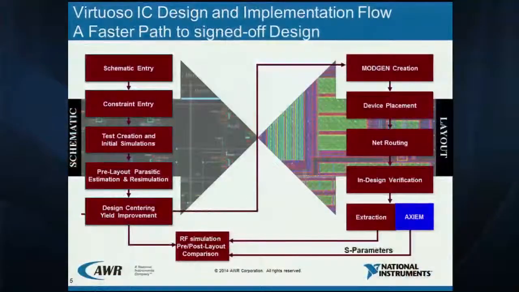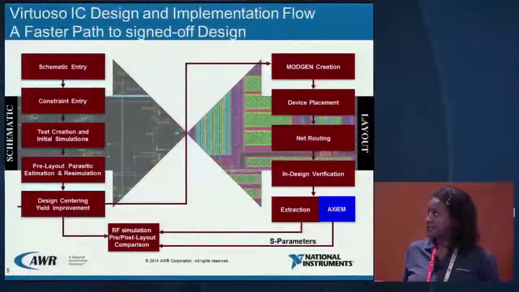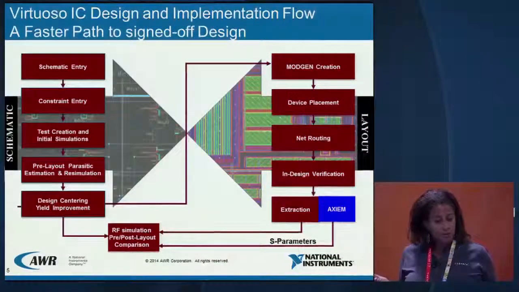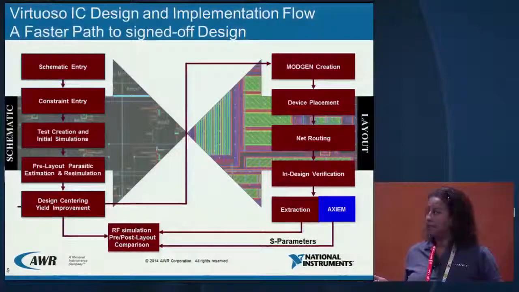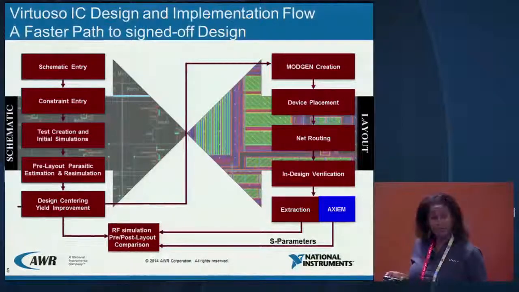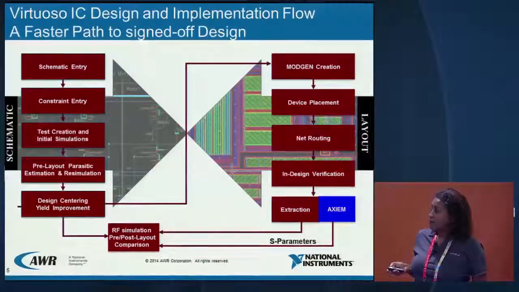Okay, so what's shown here is the Virtuoso environment, the Virtuoso design environment. And on the left side, you see the schematic flow. On the right side is the implementation flow. So as Josh said, first of all, you start off with a design entry, capture your design, go through a pre-layout simulation with an estimated parasitic, and then after you do some design centering, then you do the implementation flow.